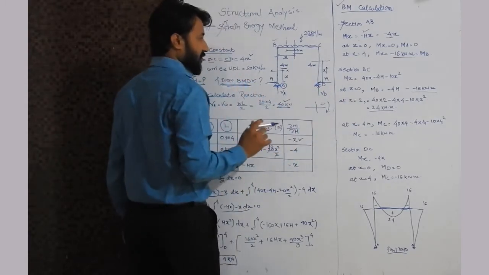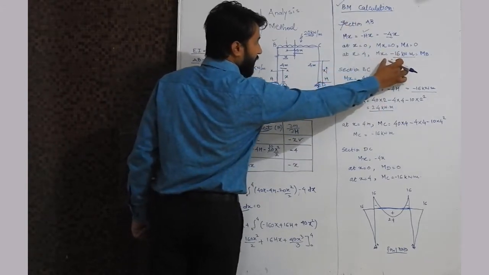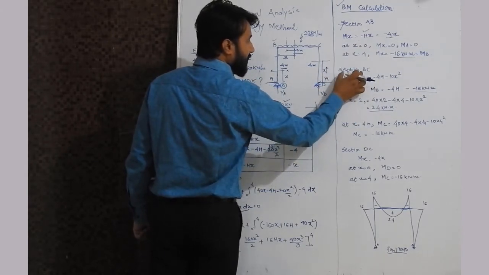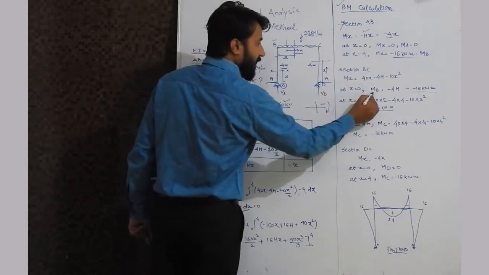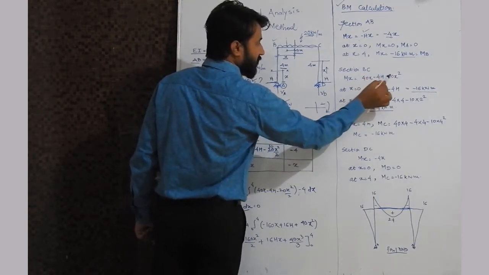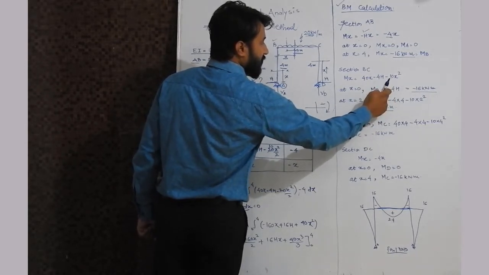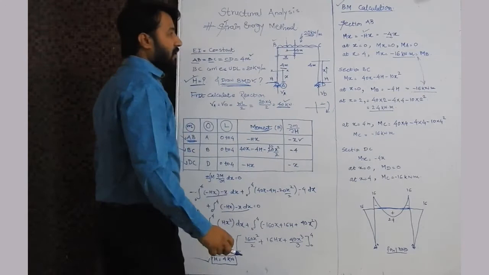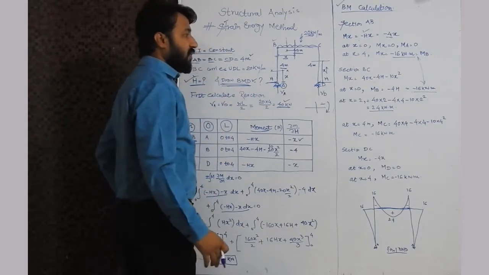So remember one thing: the moment B which we have already calculated in section AB, whatever value of MB we calculate in section BC will be the same as what we got in section AB. So MB is equal to minus 4 into h. Only this remains because x is equal to 0. When we put the value of h, minus 4 into 4 gives minus 16 kilonewton meter. So you can see the similarity. Moment B in section AB and moment B in section BC should be the same.